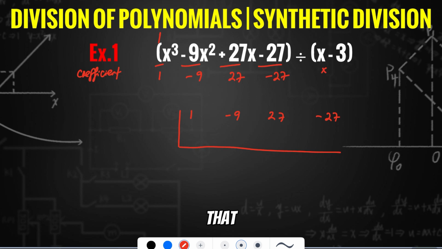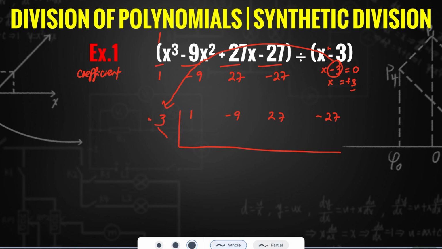We can say that x minus 3 is equal to 0. Therefore, x is equal to 3. What did you notice? In here, negative 3 has become positive. So just change the sign. Negative 3, change it to positive 3, or just put 3. Because it's negative in here, it becomes positive. I hope that's clear, guys.